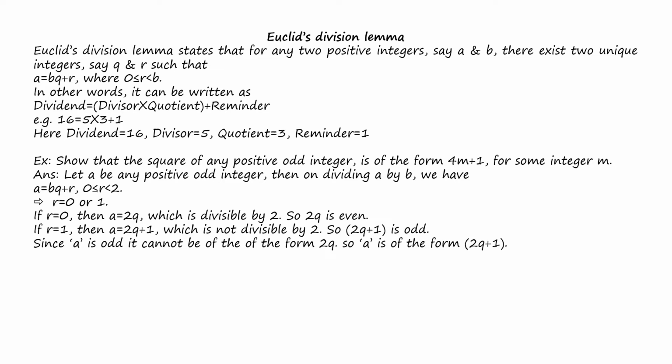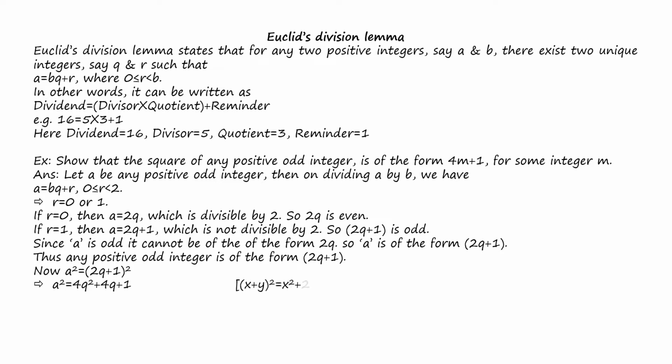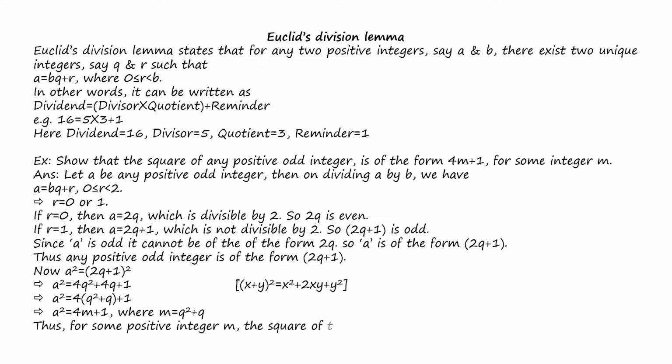Since a is odd and it cannot be of the form 2q, a is of the form 2q plus 1. Thus, any positive odd integer is of the form 2q plus 1. Now, a square equals (2q plus 1) whole square, or a square equals 4q square plus 4q plus 1, because (x plus y) whole square is x square plus 2xy plus y square. We can write this as a square equals 4 times (q square plus q) plus 1, or a square equals 4m plus 1, where m equals q square plus q. Thus, for some positive integer m, the square of the integer is of the form 4m plus 1. Hence proved.